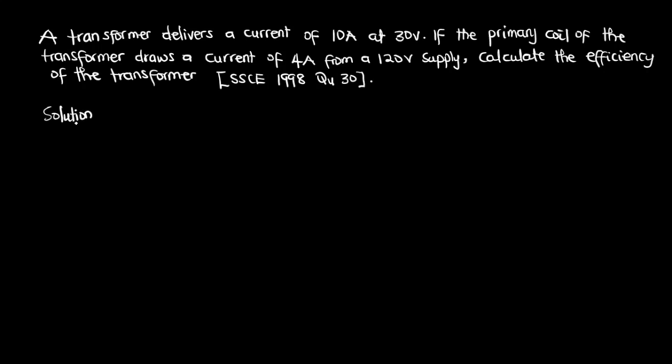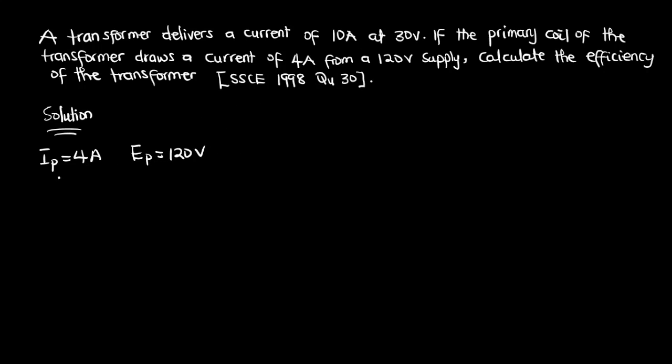Right, so if you're watching this video, I believe you've already watched either the first part or the second part of our transformer videos, and you've seen how we solve problems like this, and you know the formula. So here we have a transformer that delivers a current of 10 amperes at 30 volts. If the primary coil draws a current, it means the current in the primary coil, which is IP, is 4 amperes from a 120 volt supply. So the voltage supply, which is EP, is 120 volts.